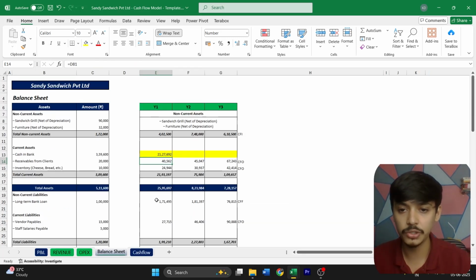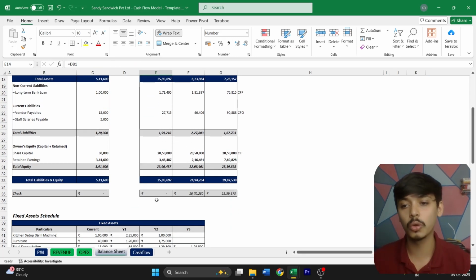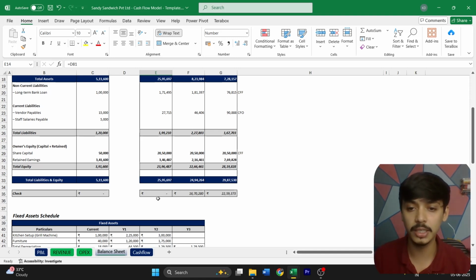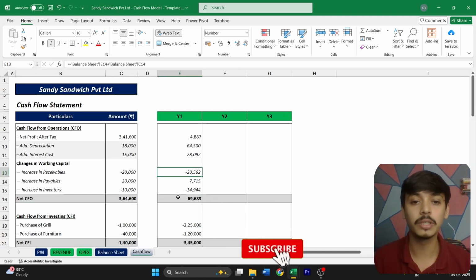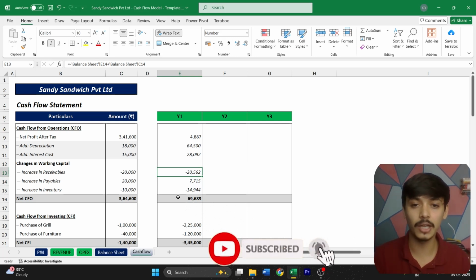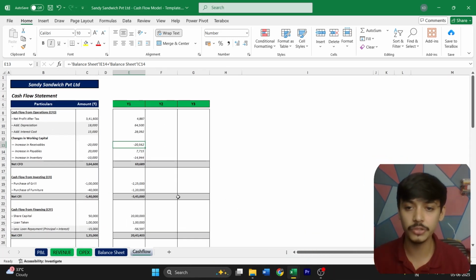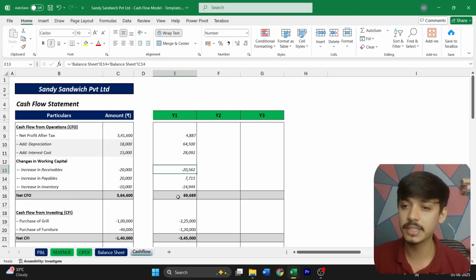Going back to the balance sheet, we can see that there is no reference error. That is, the check is zero now, and our balance sheet is tallied for year one. Now the task that you guys have is to calculate the year two and year three cash flow statements and tally up your balance sheet. You can download the template of this cash flow statement from the link in the description and start working on your own model.